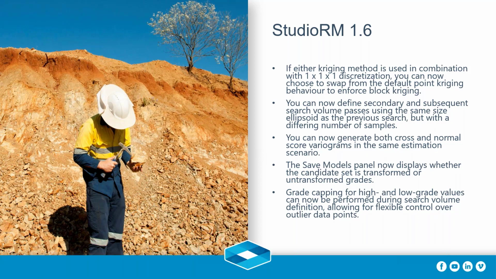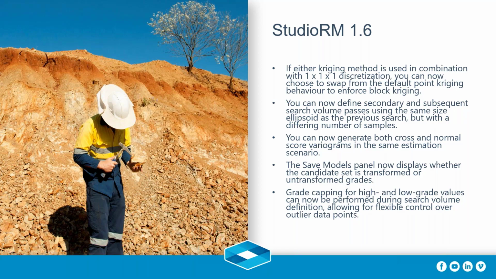The most important being, if you use either ordinary kriging or simple kriging, and you use a discretization of 1 by 1 by 1, you can choose to swap from the default point kriging to block kriging. Then you can also define secondary and subsequent search volume passes using the same size ellipsoid, but then you can expand it and you can apply different number of samples. You can generate both cross and normal score variograms in the same estimation scenario.